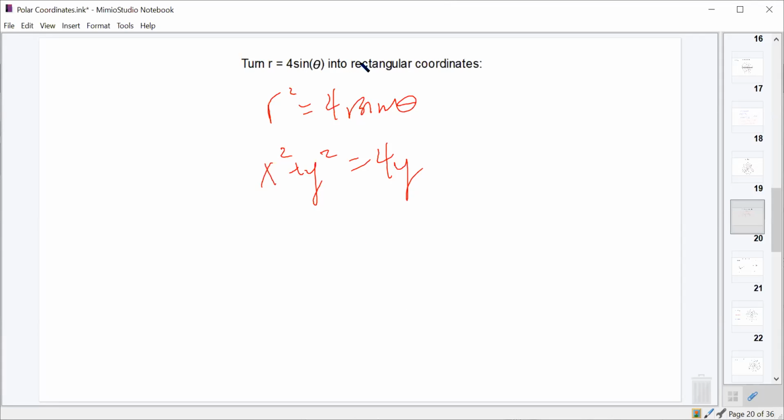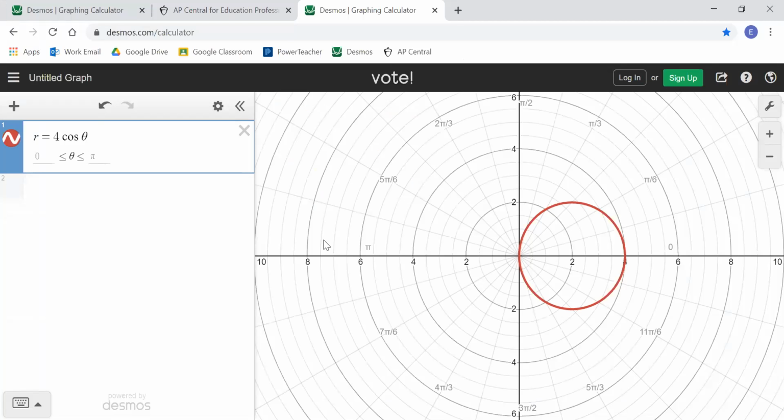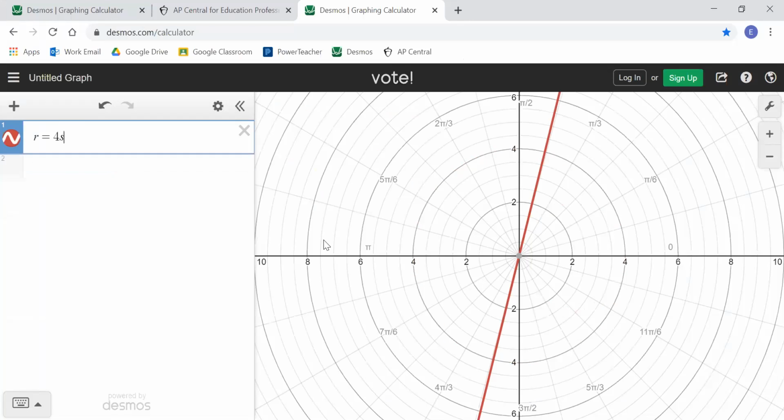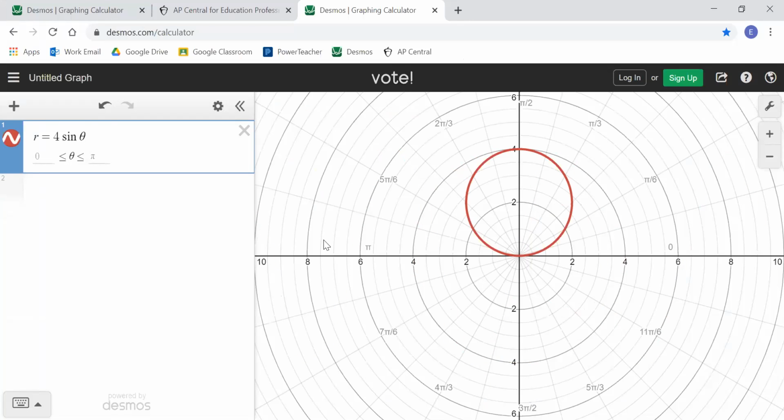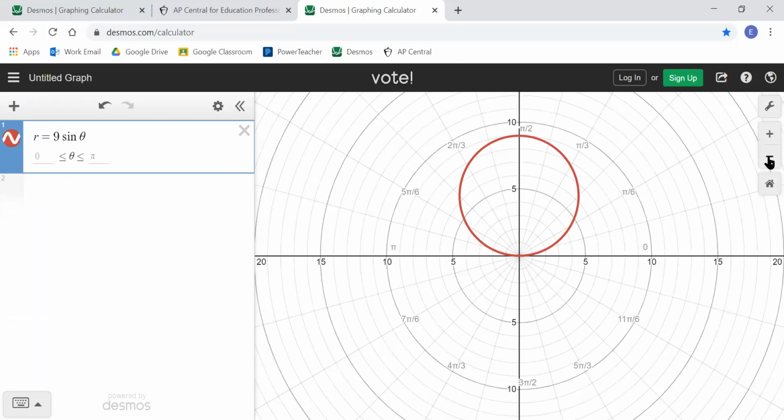So I'm going to open up Desmos real quick here, and we're going to talk a little bit about how these values affect our graphs. So there's r equals 4 sine theta. What do you think would happen if I changed the 4 to a 9? The radius would increase. Yeah, we should end up with a radius of, looks like what? 4.5, right?